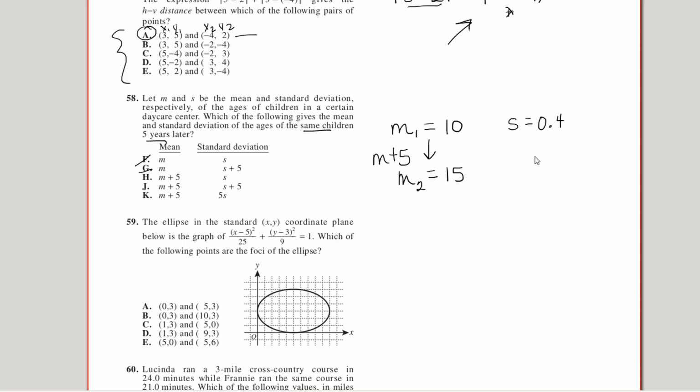So maybe some of these in the following daycare center may be in the same class and they're within a year of one another. 5 years from that initial standard deviation, are they still going to be within a few months of one another? They are. So the standard deviation is not going to change. Their ages have changed, but the difference between each of those did not. So our standard deviation stays the same, and that is answer choice H.